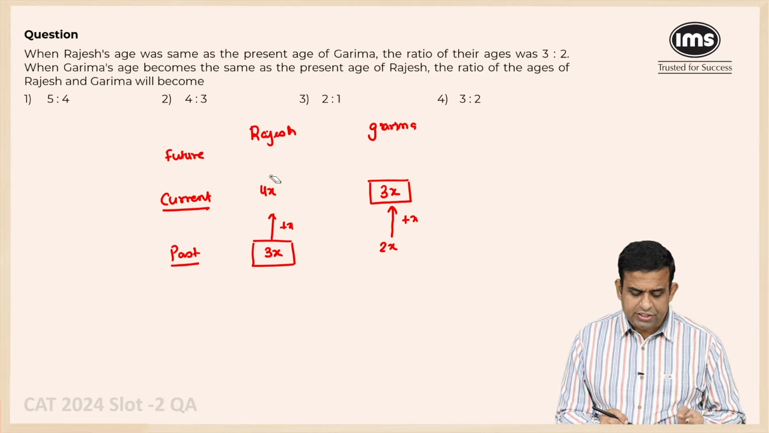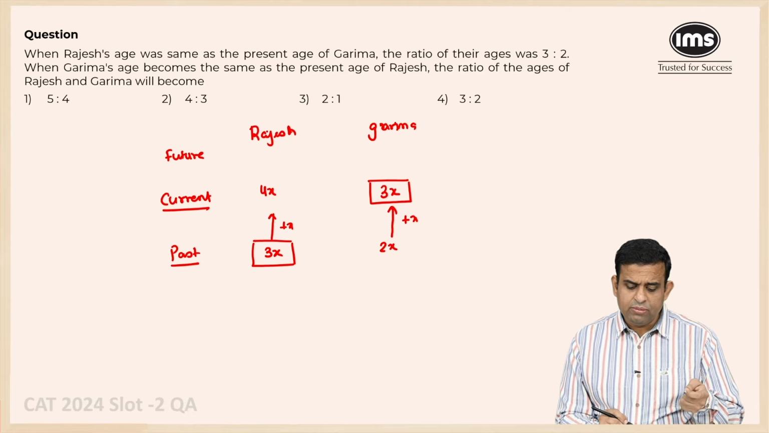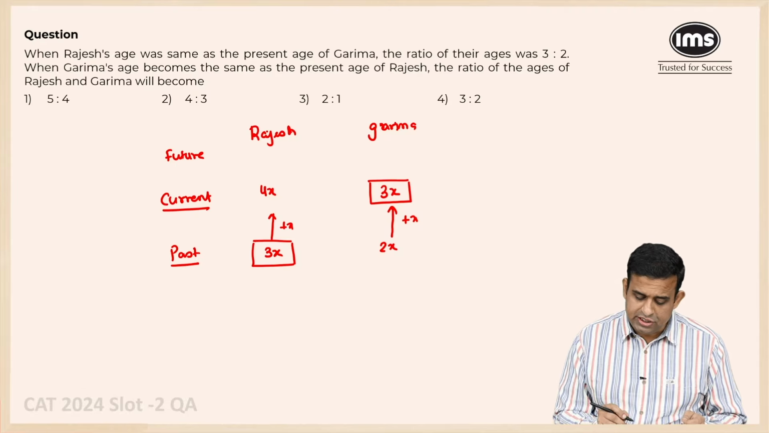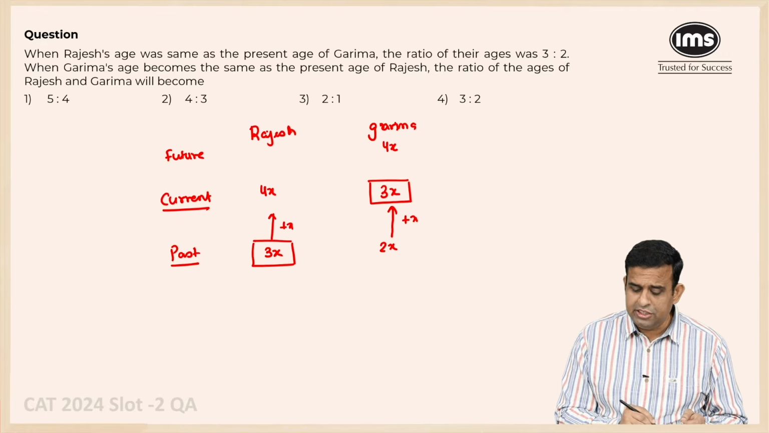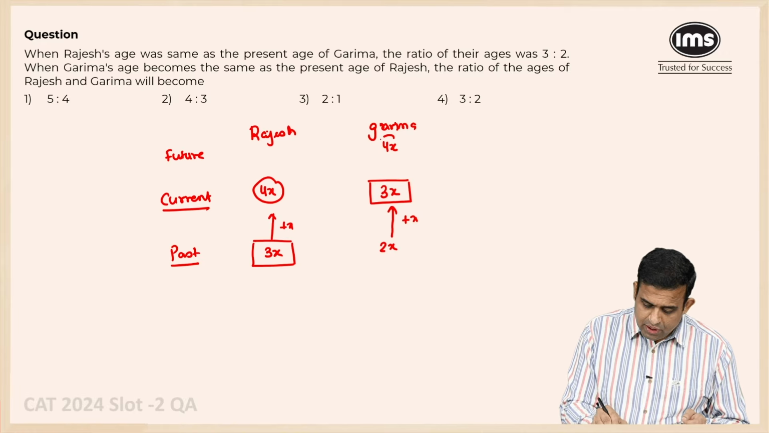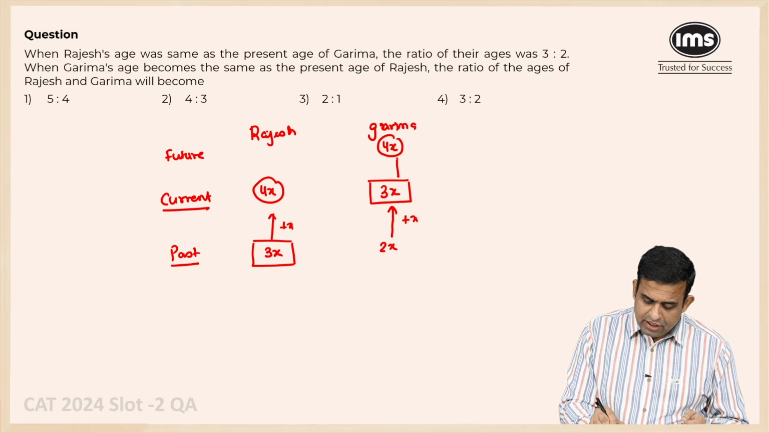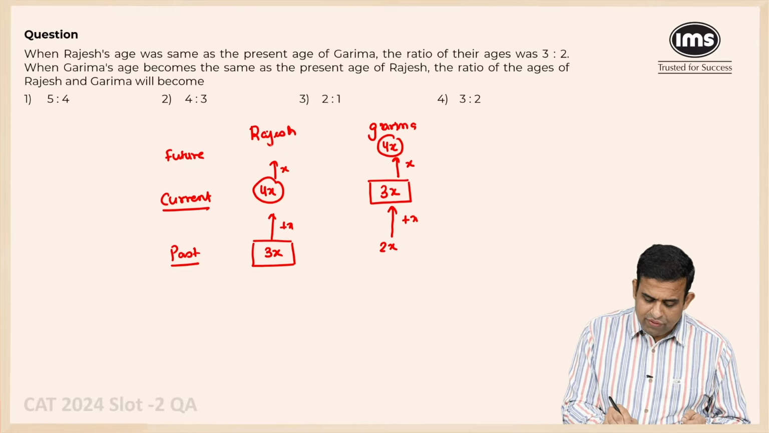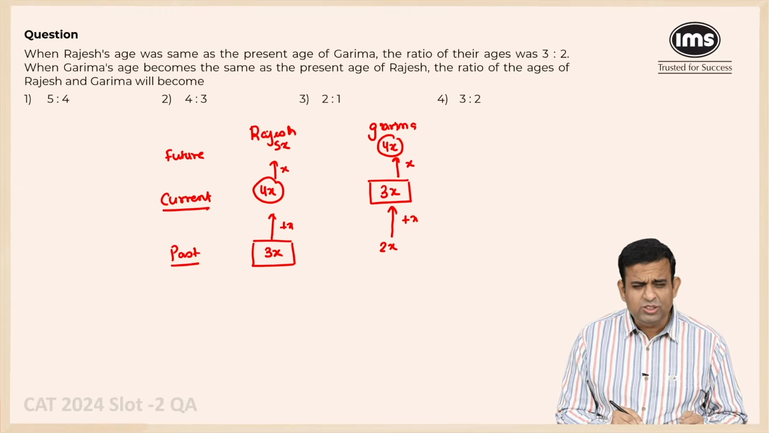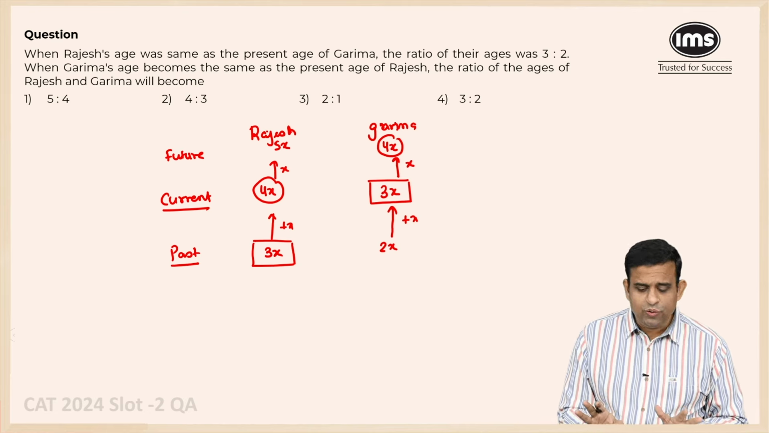And the question says when Garima's age will become the same as the present age of Rajesh. So if Rajesh's age is 4x, and I want Garima's age to be equal to the present age of Rajesh, these two things need to be the same. And for that to happen, it's another x years, which means Rajesh's age at that point of time will be equal to 5x. So please note, there was no need of x also over here.